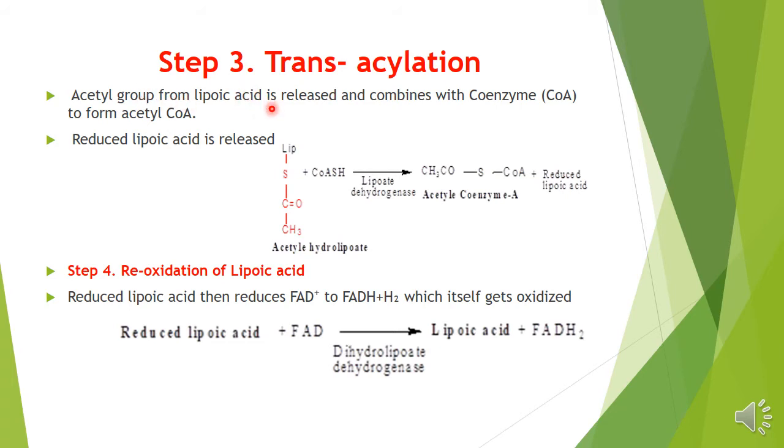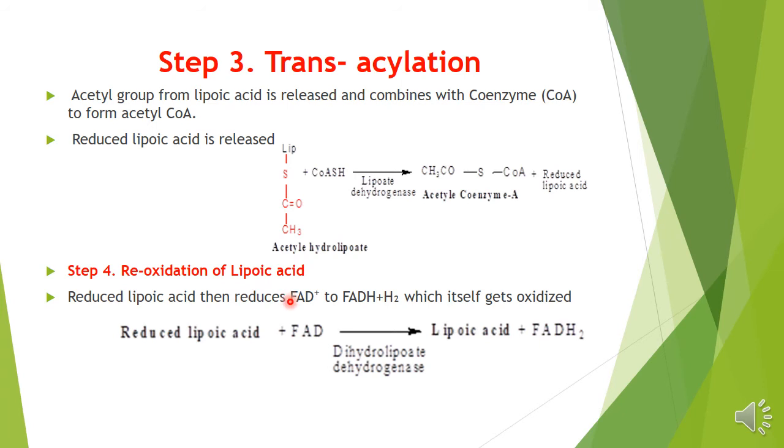Then there is one more step called transacylation. The acetyl group from lipoic acid is released and combines with coenzyme A to form acetyl coenzyme A, which will be the end product of this reaction. Reduced lipoic acid is released. So it will combine with the reduced coenzyme A. In presence of a transacetylase, there will be formation of acetyl coenzyme A. Of course, it will produce a reduced lipoic acid again. That reduced lipoic acid in the next step will undergo reoxidation.